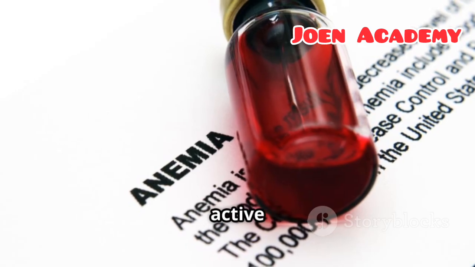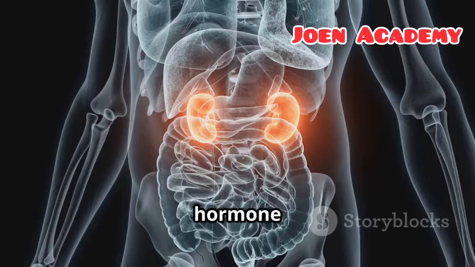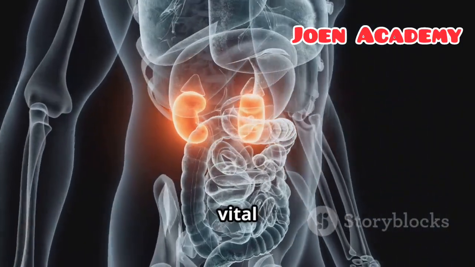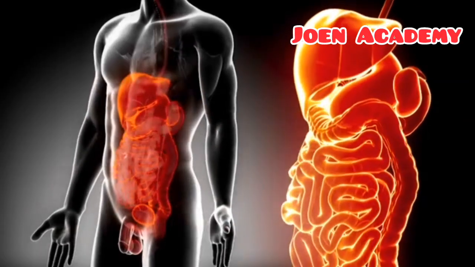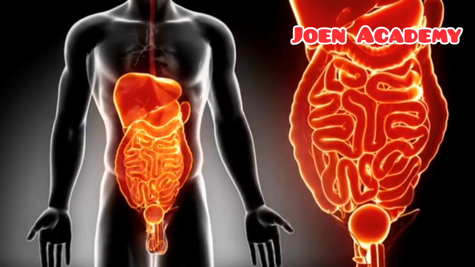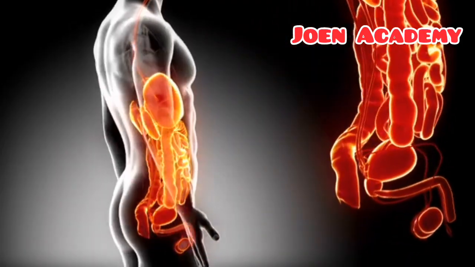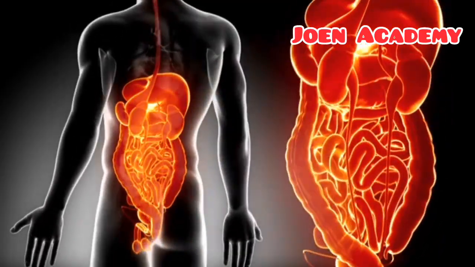They also produce the active form of vitamin D, called calcitriol. This hormone is essential for calcium absorption from the gut and is vital for maintaining healthy bones. Without healthy kidneys, your body can't properly regulate its calcium levels, leading to bone diseases. This highlights the deep connection between the urinary and skeletal systems.